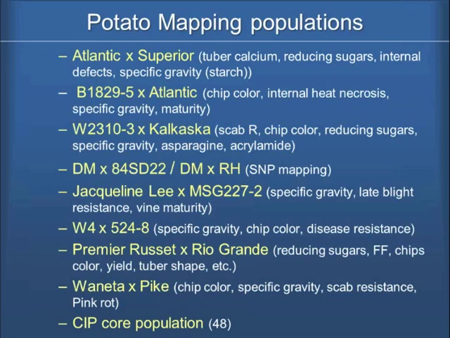At the diploid level, we have Shelley Jansky's population that's being genotyped, and we have two other diploid populations. And then lastly, we have a set of 48 clones from the International Potato Center that have been SNP genotyped. I think that's going to provide some interesting germplasm comparisons between the U.S. germplasm and the South American germplasm that they're working with. What I'm going to focus on today is these two diploid mapping populations.